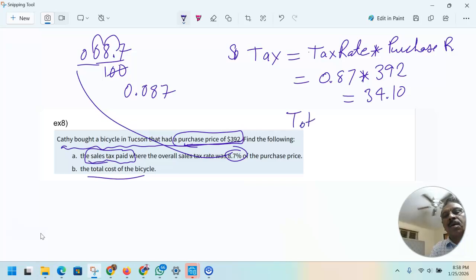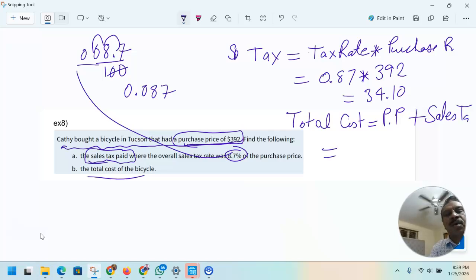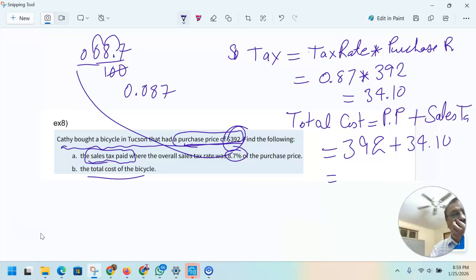In this example, the next question is asking for the total cost. The total cost is the purchase price, whatever you bought, plus the sales tax. So the purchase price was 392, and then you add 34.10, and when it comes together, you can figure out the answer yourself. Let's move on to another one.